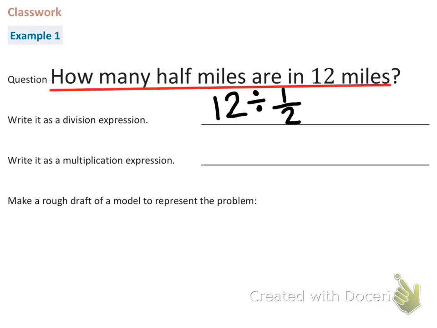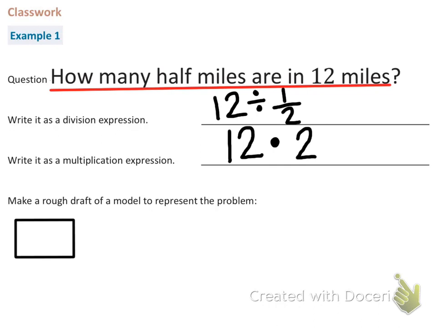Now, I need to write this as a multiplication expression. So that would be 12 times 2. I'm going to tell you and then I'll show you. Why is that 12 times 2? If I'm doing 12 divided by 1/2, I'm splitting that 12 up into halves. I'm doubling it, so it's 12 times 2. Let me also show you. That will make more sense.